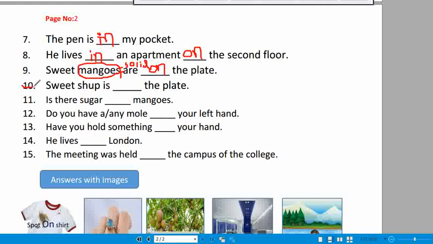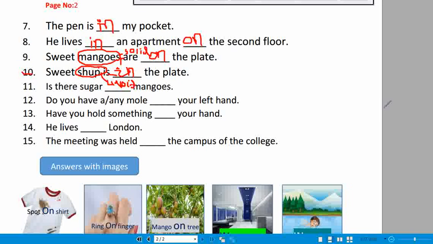Look at the next question. Sweet soup is dash the plate. Here the soup is a liquid thing. When there is a liquid thing and it is put in the cup, then here in will be the answer, because liquid things are touched and enclosed.